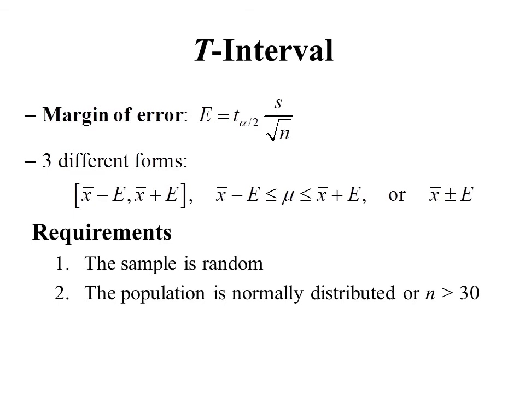Now, the requirements for doing this type of interval are, number 1, the sample is random. That's always a requirement. And then number 2, the population is normally distributed, or n is greater than 30. That's the same requirement as for the central limit theorem, and that's needed because the central limit theorem forms the theoretical foundation for this type of confidence interval.